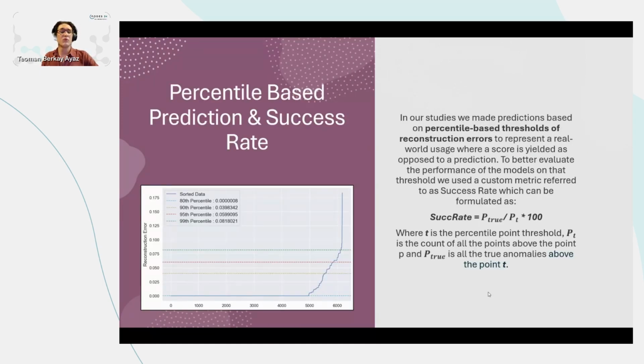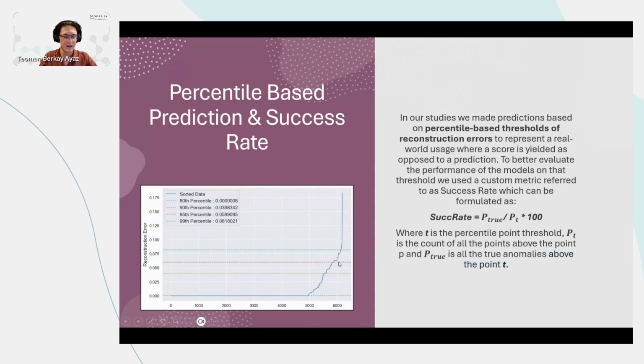So before I move towards the studies, one thing that we did, which can be said to be universal across all our studies, is the usage of a percentile-based prediction to mimic the real-world usage of such a solution. So, say for an example, on your screen you can see an ordered plot of reconstruction errors, right? So the 99th percentile point essentially represents instances with an anomaly score of 99 and above.